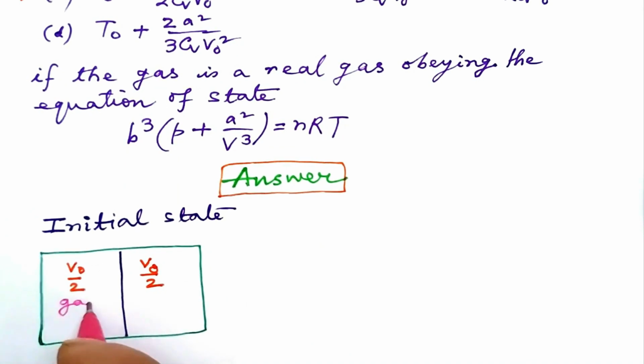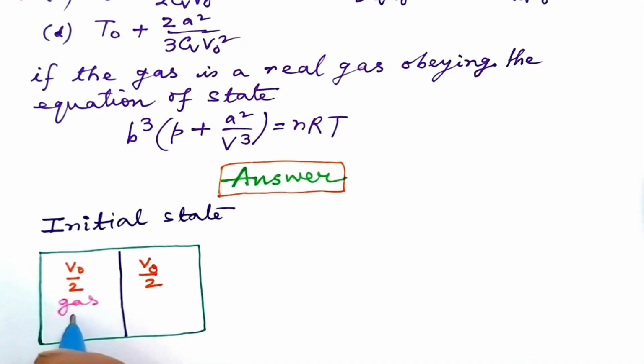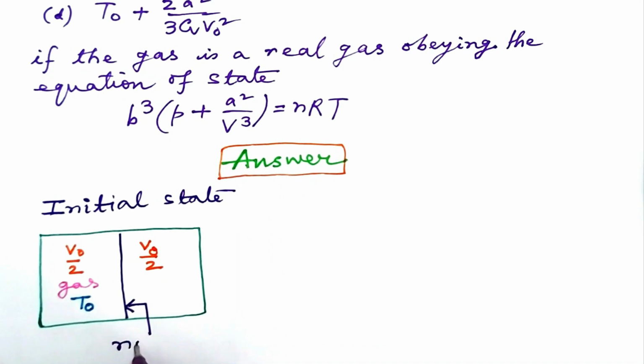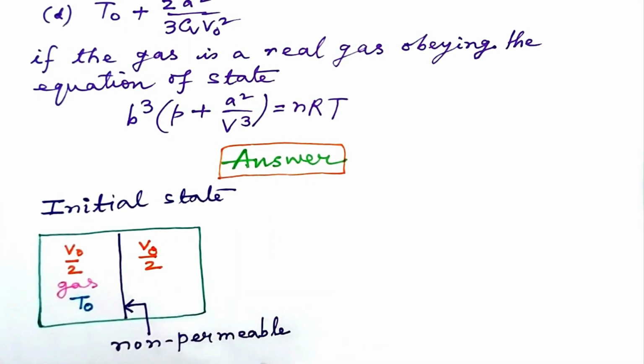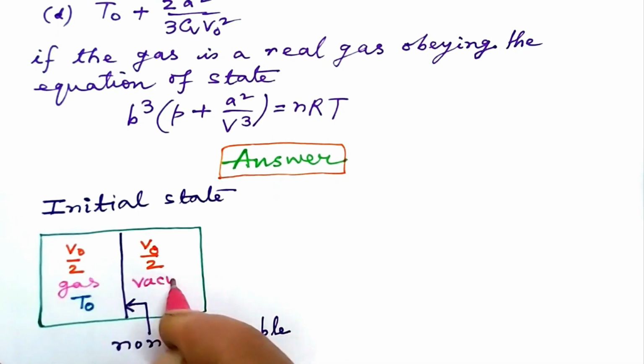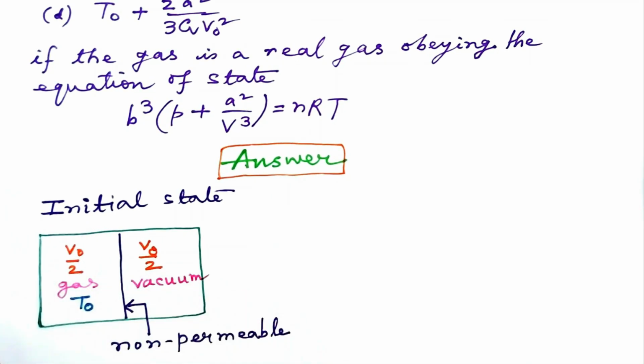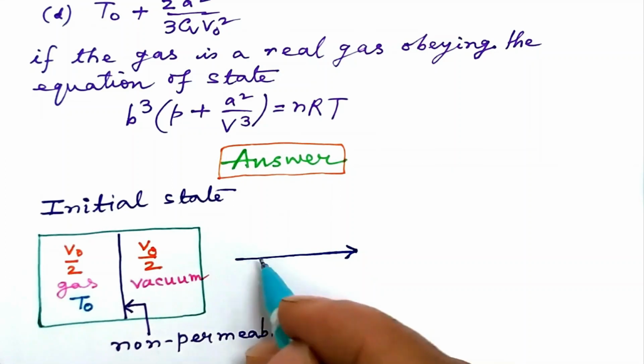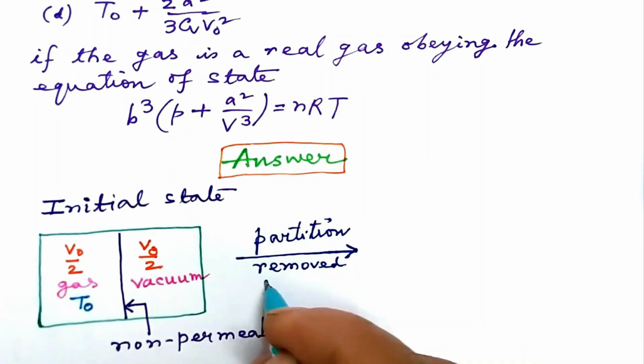The left portion contains a gas of temperature T0. Let us mention that this partition is non-permeable, meaning that gas cannot permeate or go through this partition. The right portion is vacuum, contains nothing within it. Let the partition be removed suddenly.